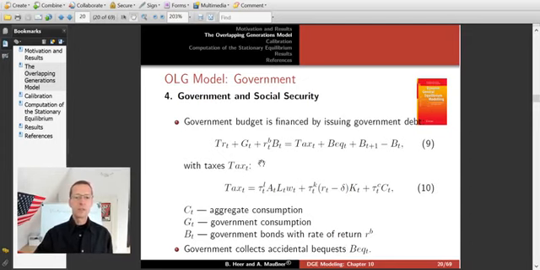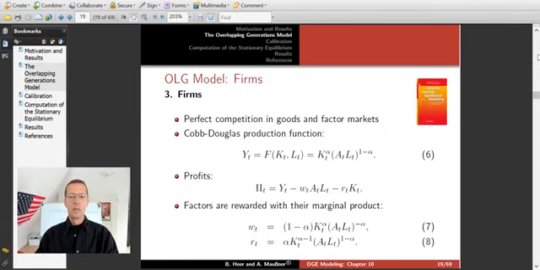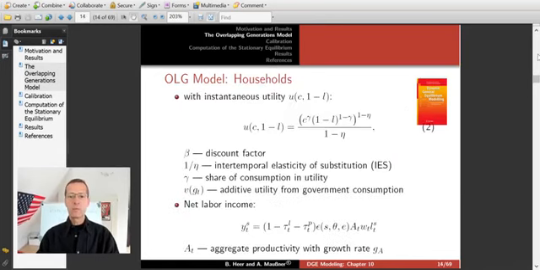Now the government has expenditures: aggregate transfers, aggregate government consumption G, and interest payments r_B times aggregate government debt B. And this is financed by taxes, by accidental bequests, which I will get to in a second, and by debt. So B_{t+1} minus B_t is the increase in debt of our government. So where do accidental bequests come from?